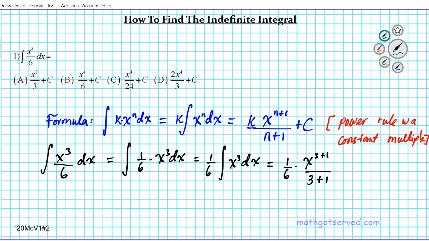Okay? All right, now there's something missing. Do you see what's missing? Anytime you evaluate the indefinite integral, you always want to add that c component there. That's very important. All right, so plus c. Now we're going to go ahead and simplify our equation, make it look pretty. So this is going to become 1 over 6 times x to the fourth over 4 plus c. And then we'll multiply. That's going to give us x to the fourth over 24 plus c.